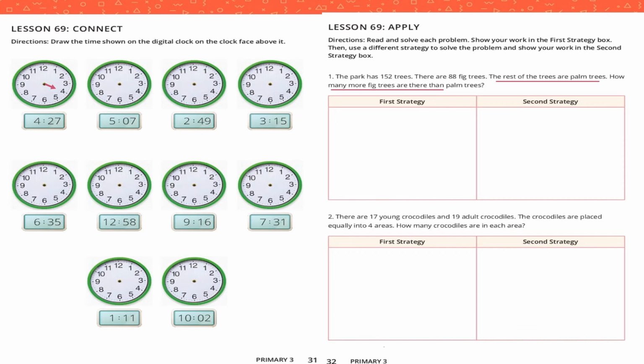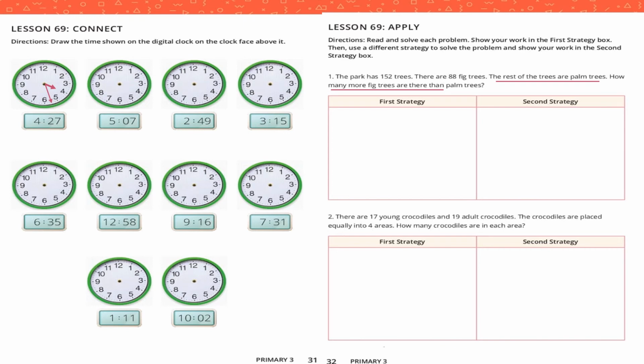So the long hand will refer to what? Do I have here a number which tells me 27? No. Let's sing the song together. 5, 10, 15, 20, 25, 30. I have 25 here and 30 here. I don't have 27. So what should I do? I know that between each two numbers I have 5 minutes, 5 dashes, okay? So after 25, 26, 27. So the long hand will be here.